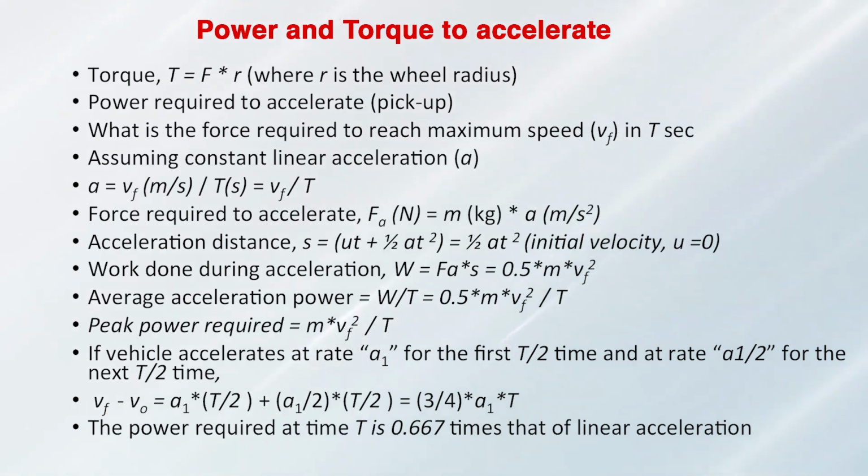So, how are they calculating, or what is the power that is required to make the vehicle move up to that extent in some given time period? So, we assume a constant linear acceleration. Acceleration is given by a equal to Vf by t, where Vf is measured in meters per second and t in seconds. The force that is required to accelerate is m into a, mass into acceleration, where mass is expressed in kg and acceleration in meters per second squared.